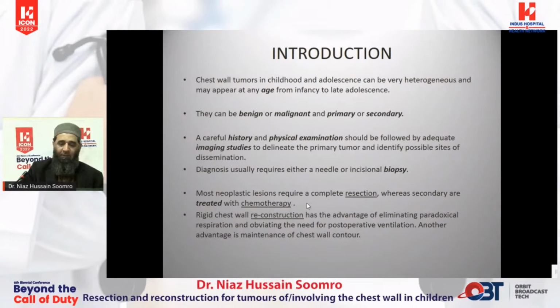But the important thing here in chest wall tumors is that after resection, there is a reconstruction. And reconstruction depends on whether a partial resection or a complete full thickness resection has been done. Rigid chest wall reconstruction has the advantage of eliminating paradoxical respiration. That's why it decreases the need for post-operative ventilation. And another advantage of rigid chest wall reconstruction is that it maintains the contour of the chest wall.